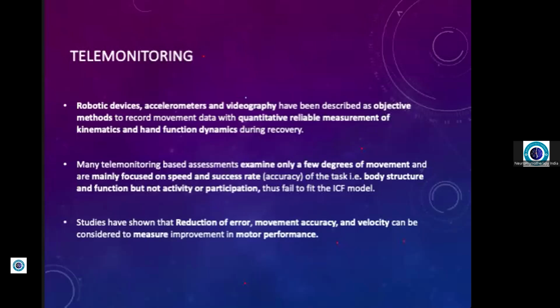So robotic devices, accelerometers, videography are all described as good objective measures to record movement data of quantitative, reliable measurements of kinematics. And for hand function, you can use it for movements of different kinds during recovery. These are automated monitoring tools which are designed for timely feedback to your child and the parent. These outcome measures can see your exercise sessions remotely.